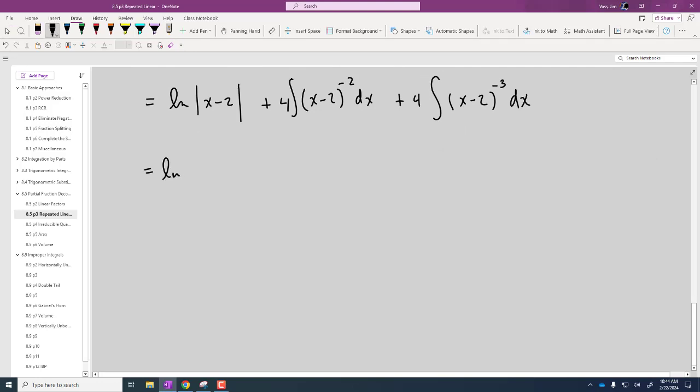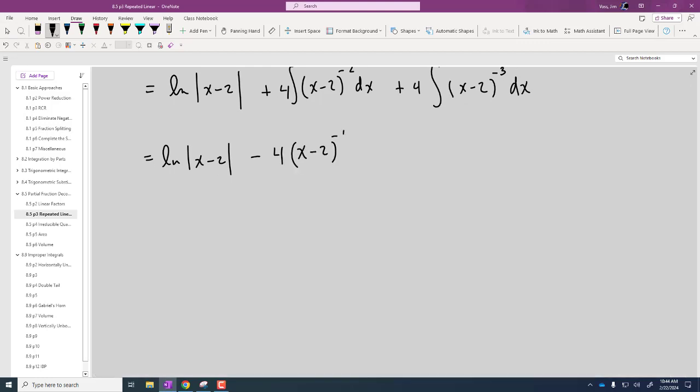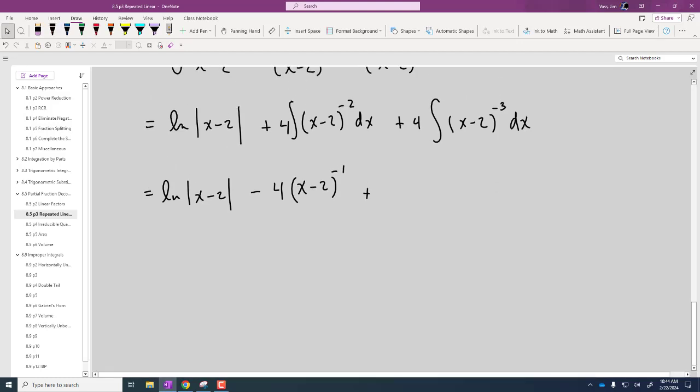So the power rule says add 1 to the exponent, divide by the new exponent. So let's be careful here. When we add 1 to that exponent, we get negative 1. Dividing by that negative 1 is going to make this thing a negative out in front. And so we'll have that plus, add 1 to that exponent, we get a negative 2. Divide by negative 2, we're going to get what out in front? Negative 2.